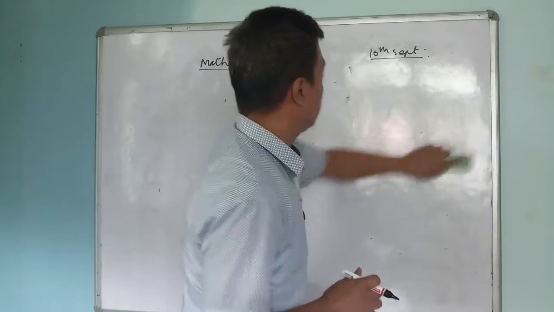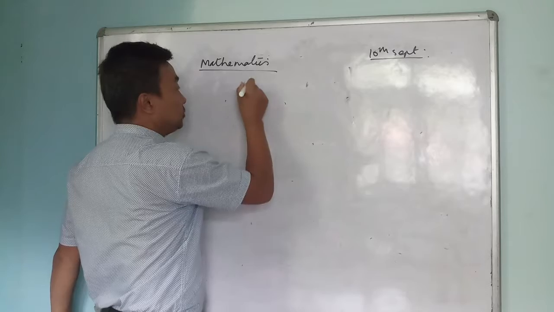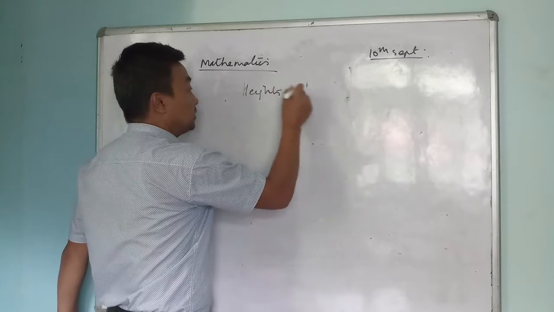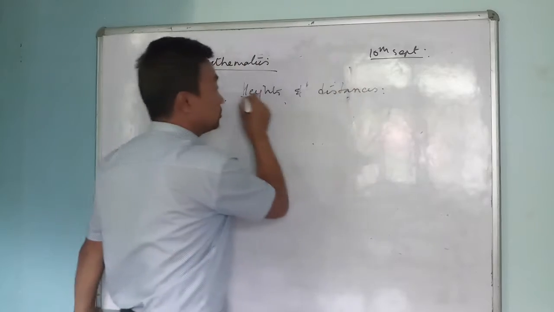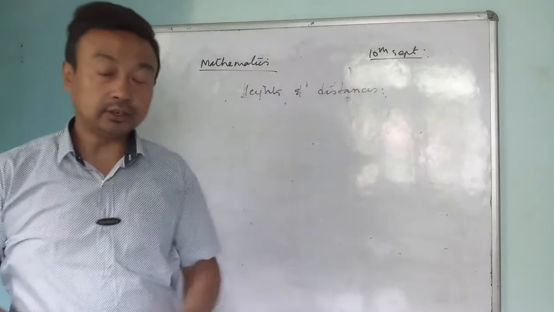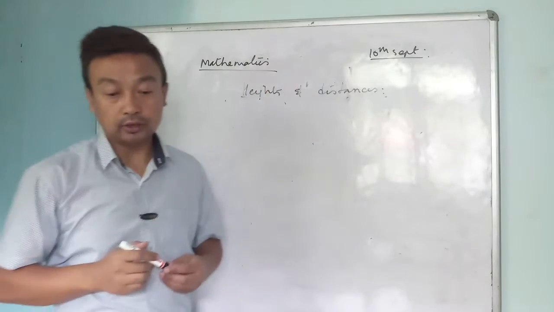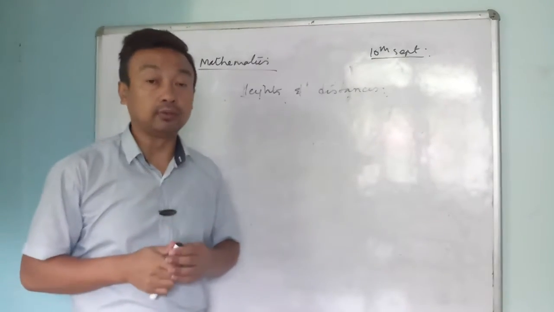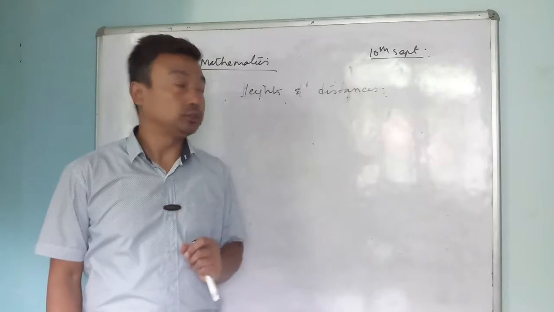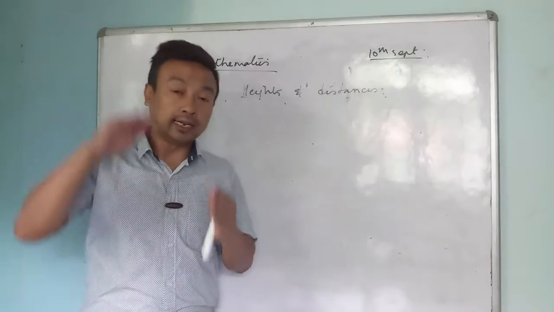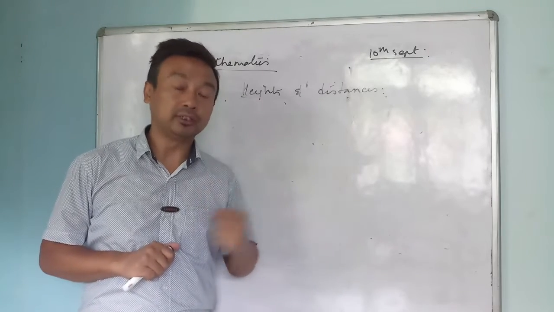So we will straight away go to heights and distances. Today I'll just give you a brief introduction, and from the next class I'll be solving the problems. Basically, heights and distances is the practical use of the trigonometric ratios that we have learned. It is the practical application of trigonometric ratios to calculate the heights and distances of various objects which we cannot actually measure.